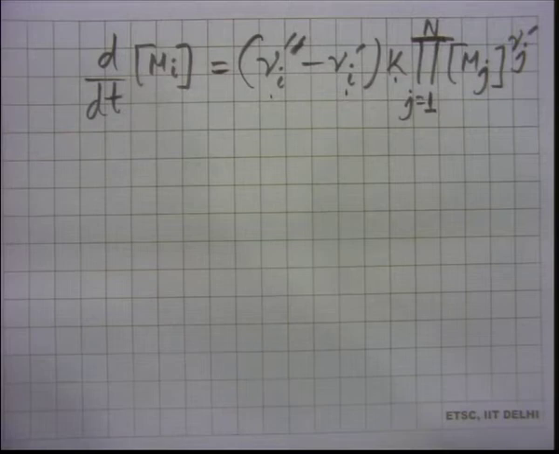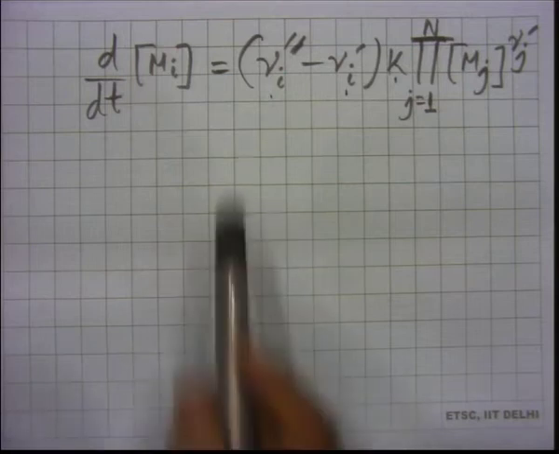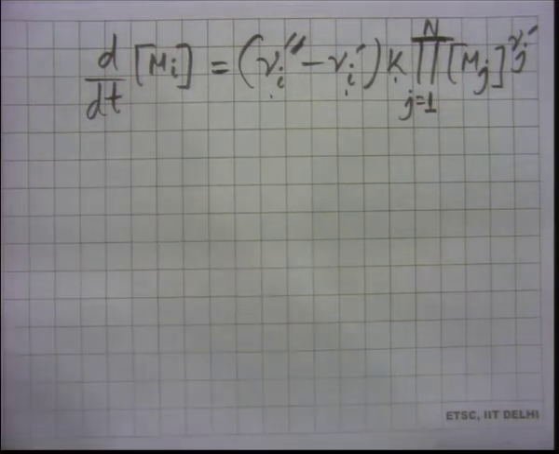So, this is the law of mass action. As I told you on the previous page, we saw just the notation. So, that is not the law of mass action, this is the law of mass action. The question is, where does the law of mass action come from?